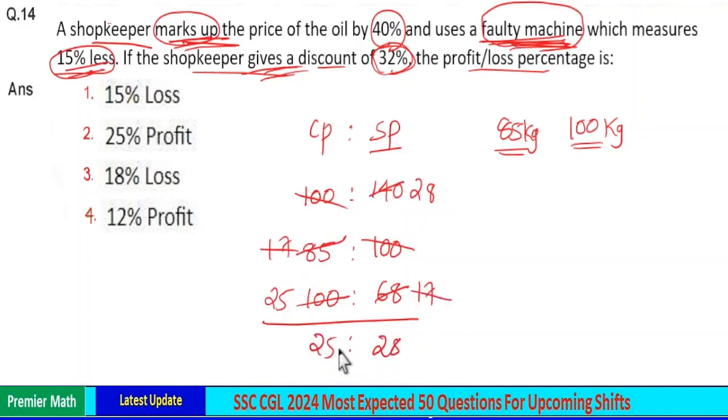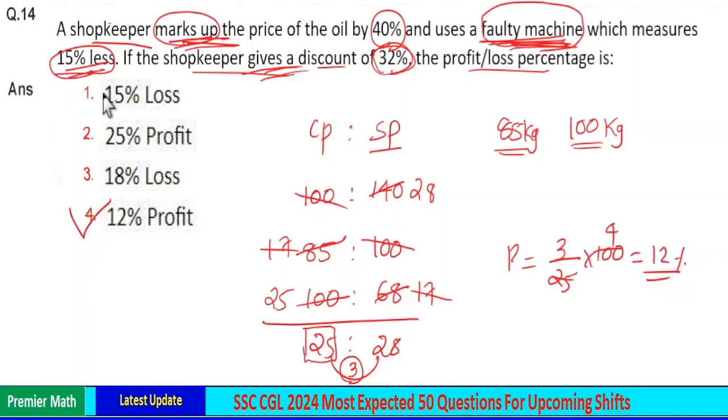That is here 3 rupees is the profit out of this 25 rupees cost price. So profit is equal to 3 out of 25 into 100. 25 goes 4 times in 100. So 3 into 4, 12% is the profit. Option 4 is your answer.